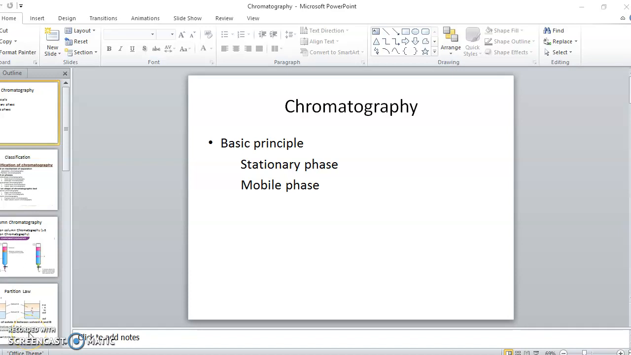Hi, today we discuss chromatography. It is a separation technique as well as an identification technique.